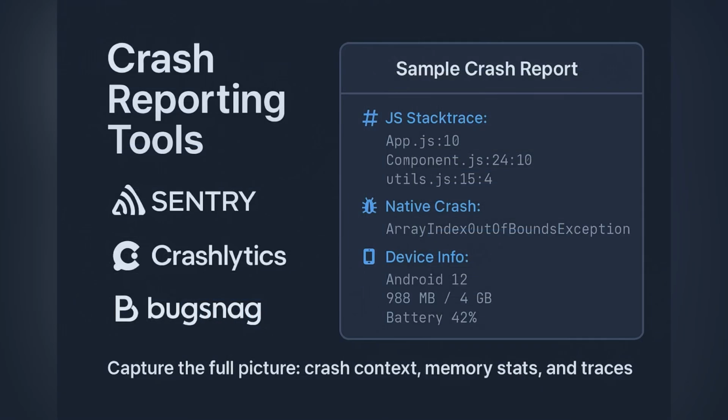To get full crash reports, integrate tools like Sentry, Firebase Crashlytics, or Bugsnag. They capture JS and native stack traces, device context, and memory stats. You can see exactly which screen the crash occurred on, what the memory load was, and which line of code triggered it, saving hours of guesswork.